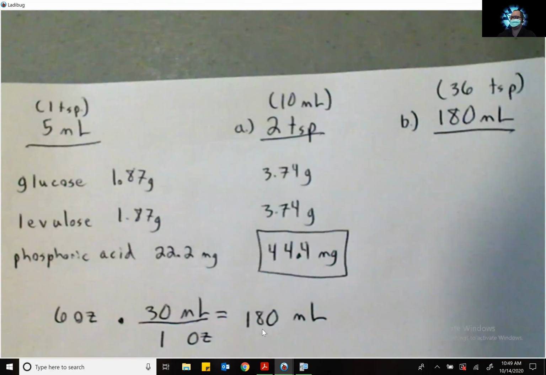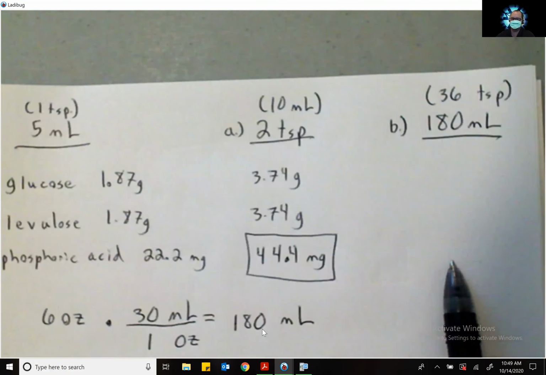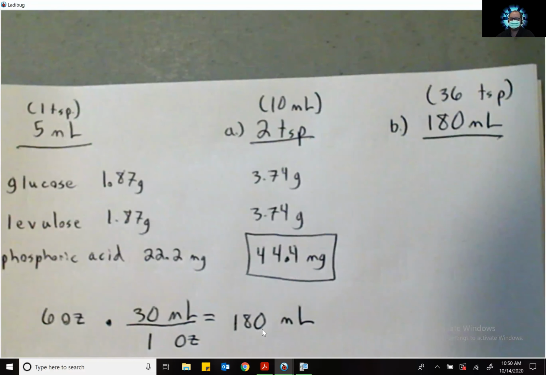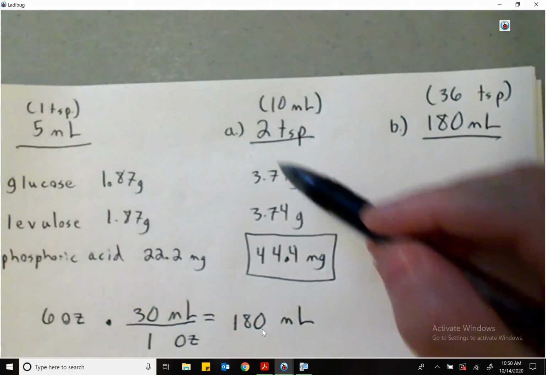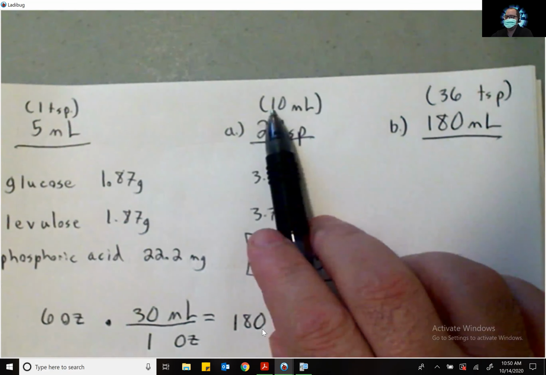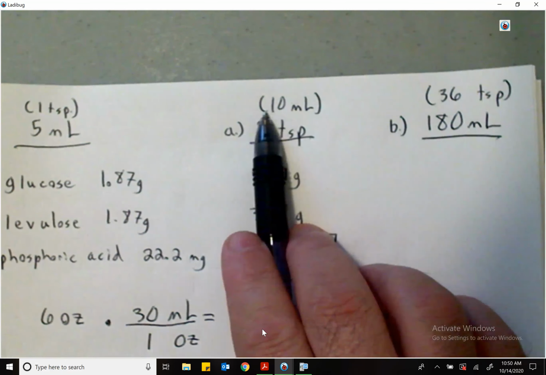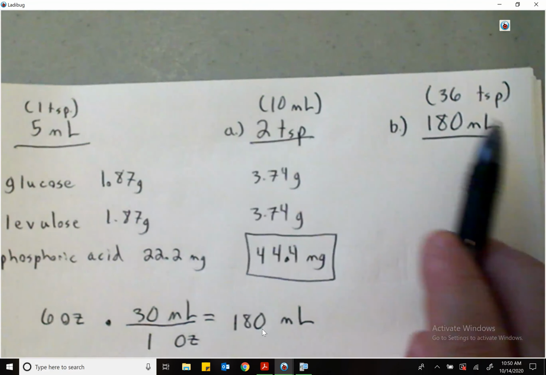So how are we going to get the phosphoric acid then? How are we going to get this answer? We have everything we need now. What can we do? Two ways to approach this. Multiply by 18. I mean, the values from the 2 tablespoon 10 milliliter one. We could multiply these by 18 to jump from 10 milliliters to 180, because if I take 18 times 10, I get 180 milliliters.